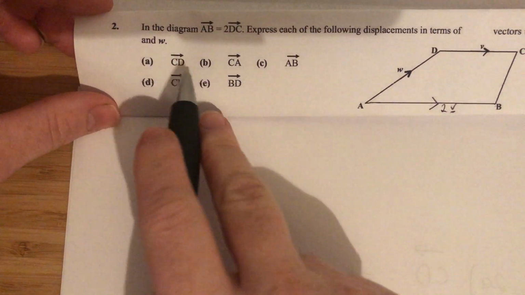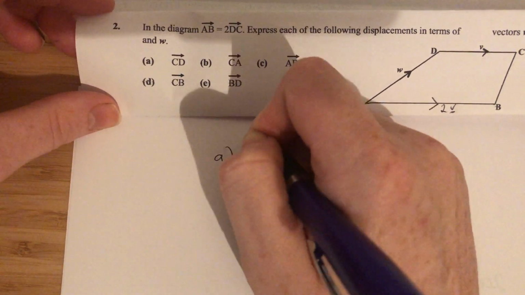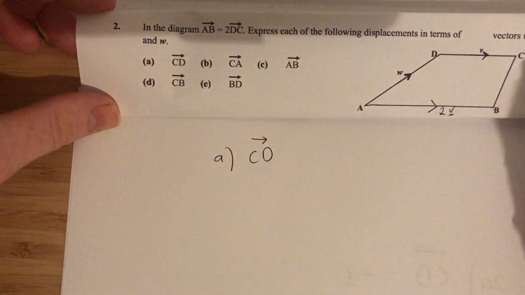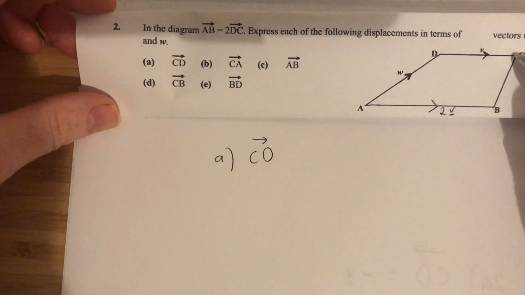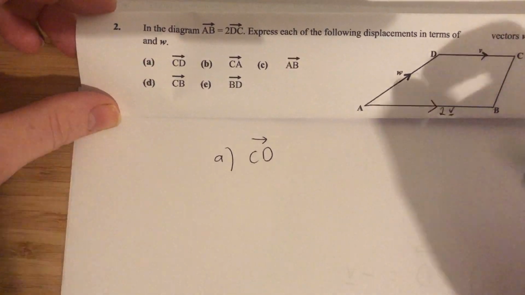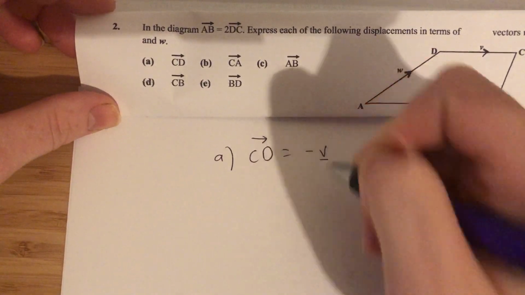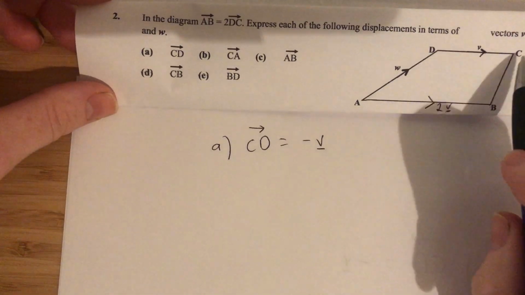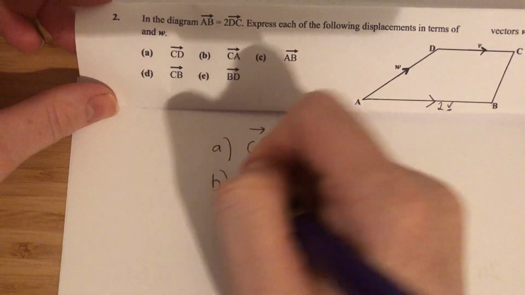Try and always write which journey you're doing, so CD, or just always write it. So C to D. C to D, we're going to go against the direction of the vector V, so it's going to be minus V. And then that's you. Done that, you've got the pathway you wanted.